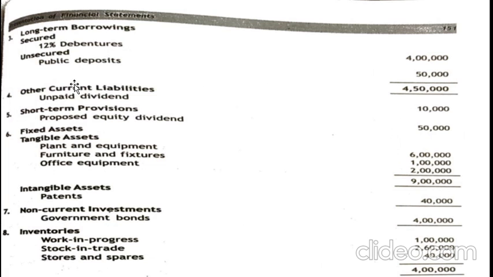Public deposit has been accounted here. So secured 12% debentures 4 lakh, and unsecured borrowings public deposit 50,000. Where you have long-term borrowings, what you have borrowed is 4 lakh 50,000.